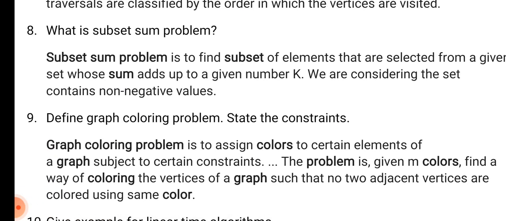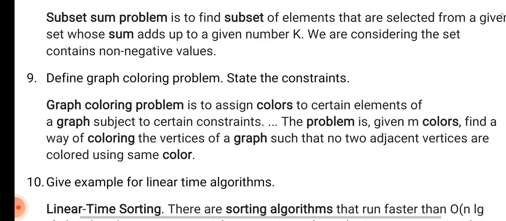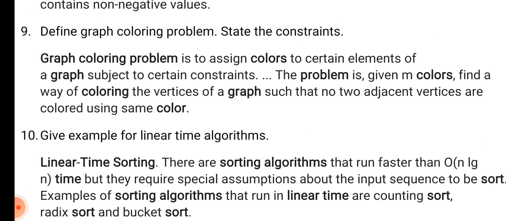Ninth question, define graph coloring problem. State the constraints. Graph coloring problem is to assign colors to certain elements of a graph subject to certain constraints. The problem is, given m colors, to find a way of coloring the vertices of a graph such that no two adjacent vertices are colored using the same color. That is, no adjacent vertices can be the same.